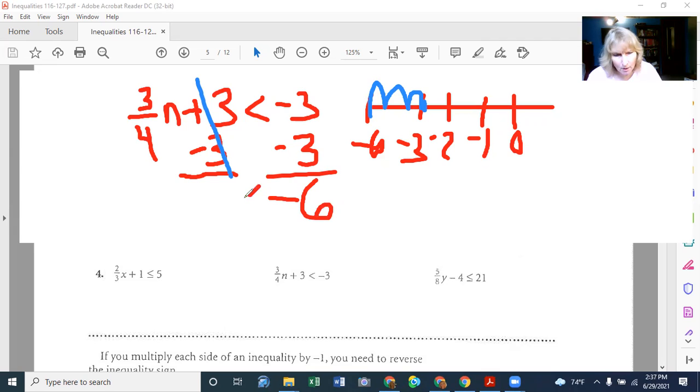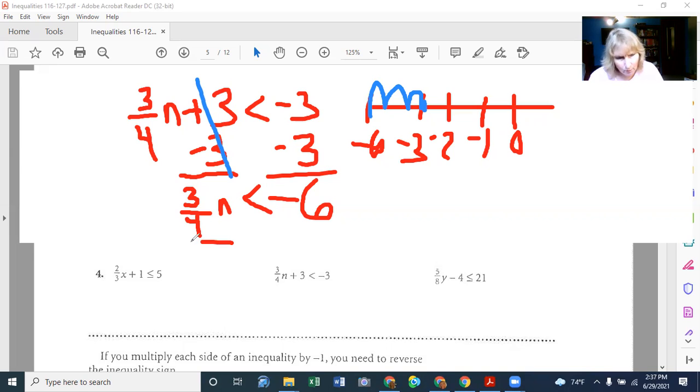Okay, so now I can put my inequality sign back, and now I'm left with 3/4 n is less than -6. So now 3/4 is being multiplied by n. I have to get rid of that 3/4. To get rid of 3/4, I would divide by 3/4. But if you remember from fractions, when we did that in the curriculum, when you divide by a fraction, you really are multiplying by the reciprocal. That's the keep, change, flip method. You keep the first number, you change the sign to multiplication, and you flip.